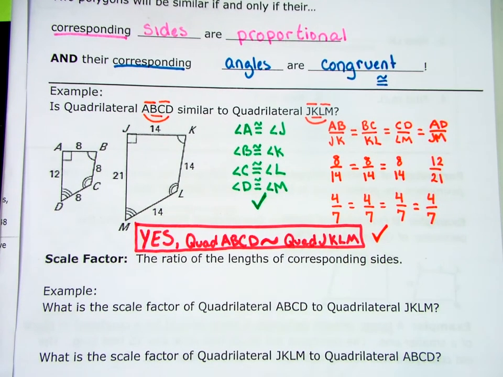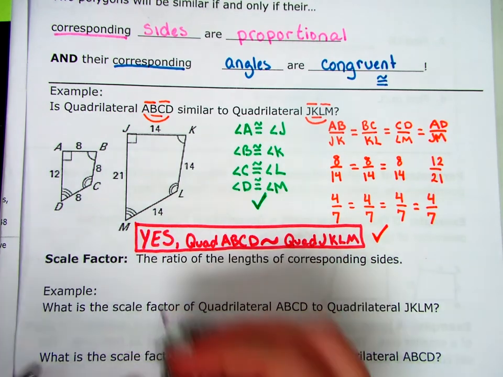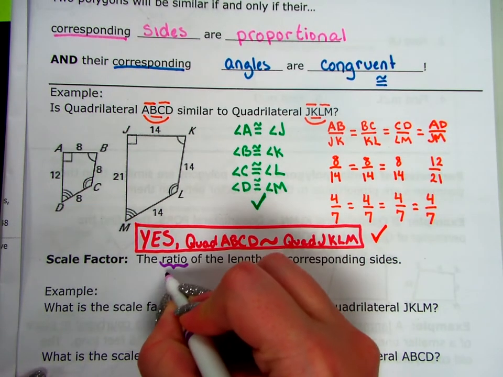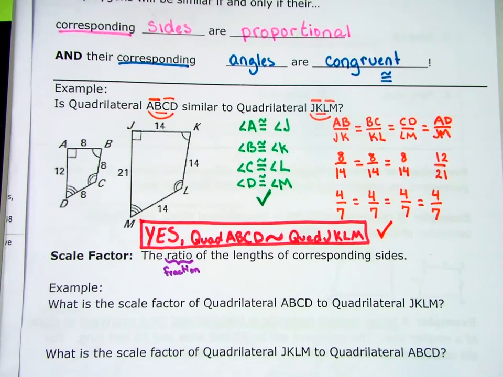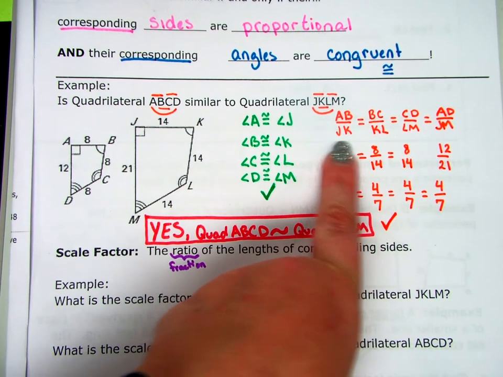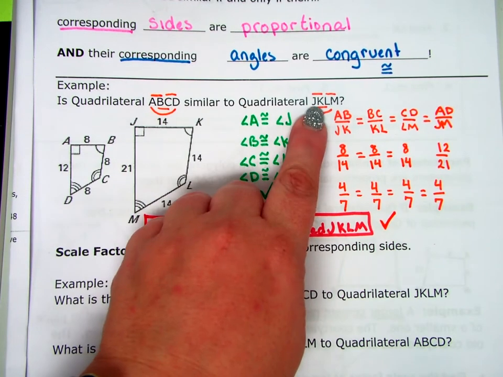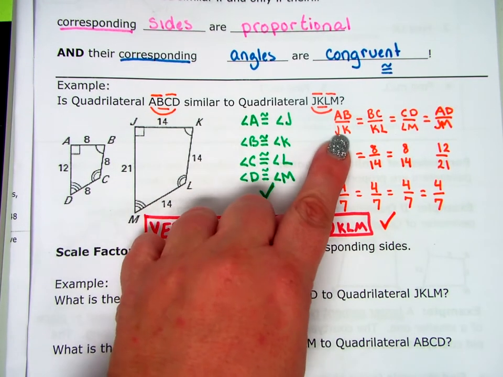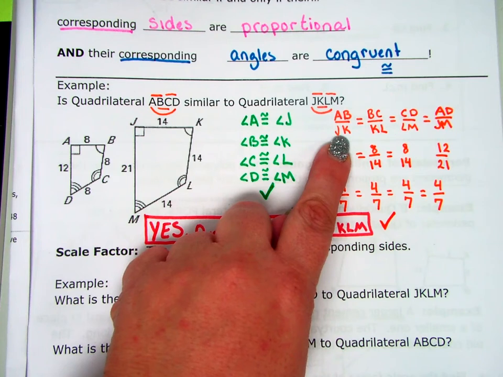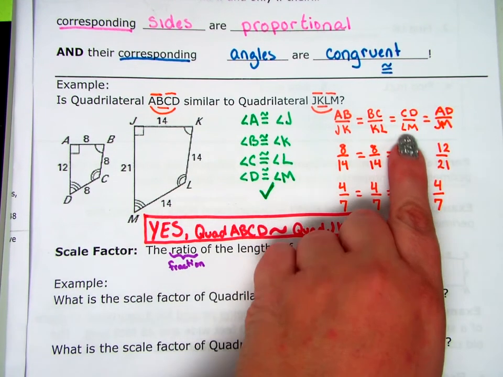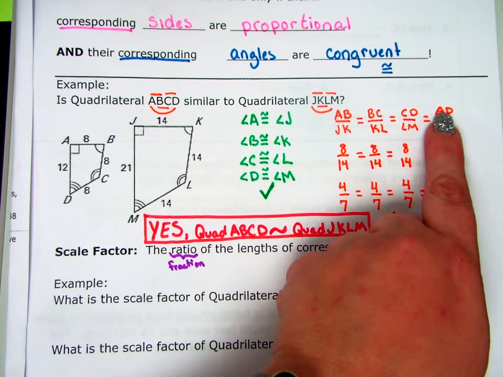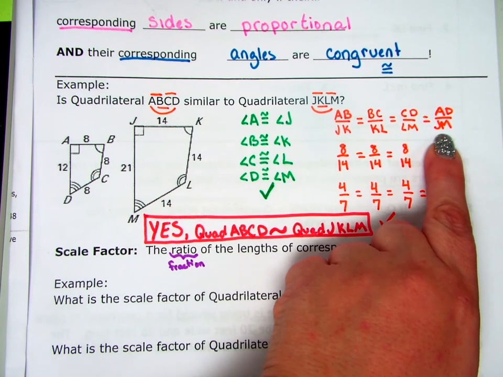All right, scale factor, the ratio of the lengths of corresponding sides. So ratio is just a fancy word for fraction. It's a fraction made from the length of the corresponding sides. Well, remember that's what we set up here. We said AB, the first two letters, corresponds to JK. So each of these is a fraction made with corresponding sides.